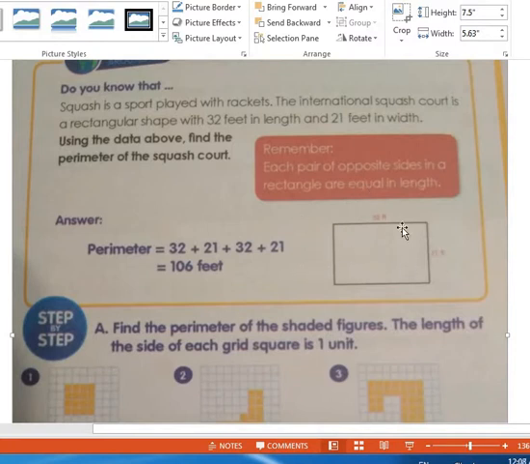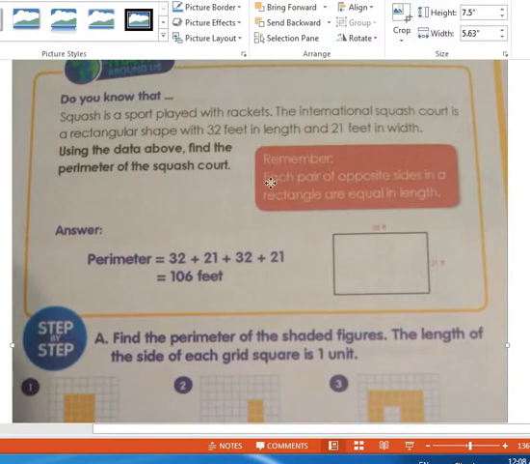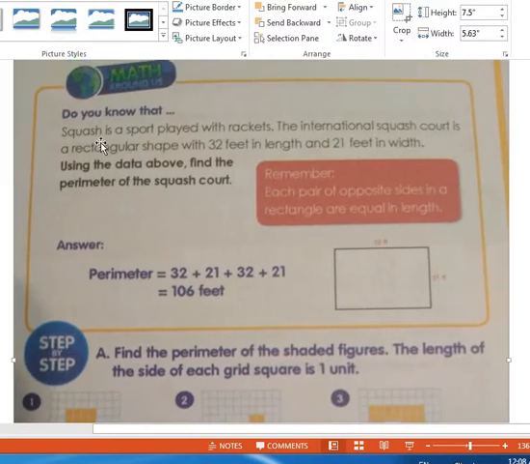He gives me that squash is a sport played with rackets. We know that. The international squash court is a rectangular shape with 32 feet in length. Where is the length here? This is the length, and 21 feet in width. This is 21. So using the data above, find the perimeter of the squash court.